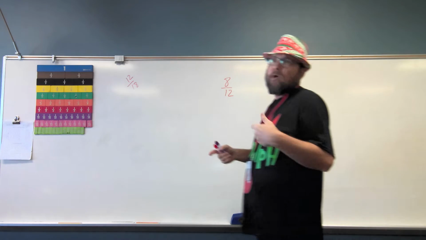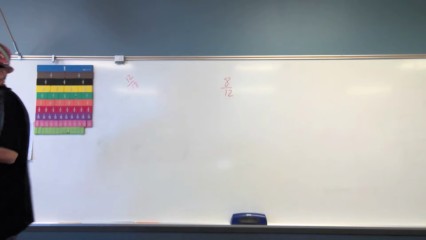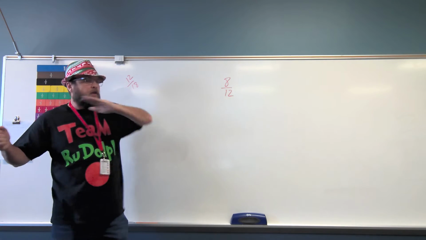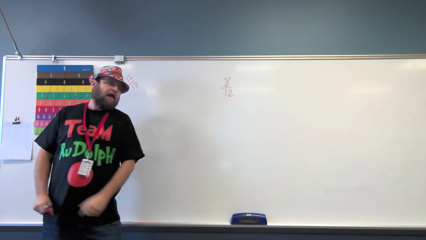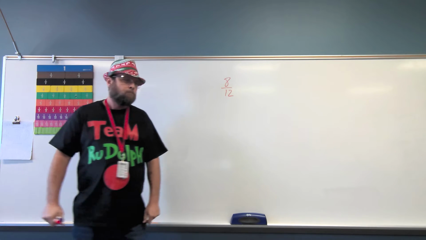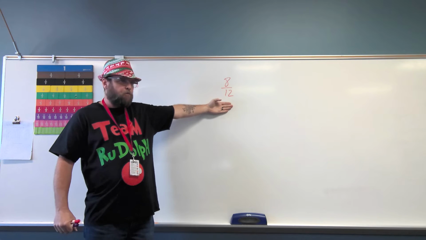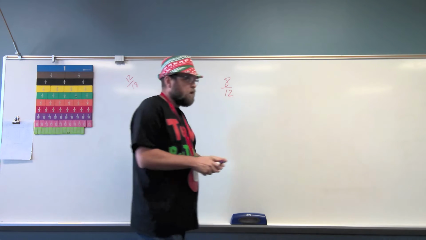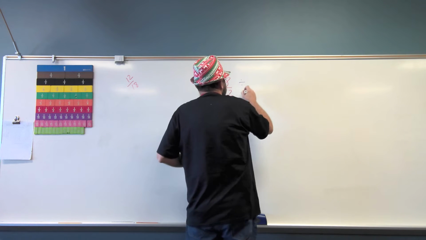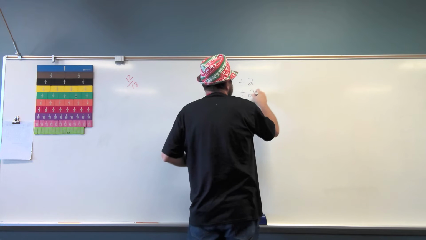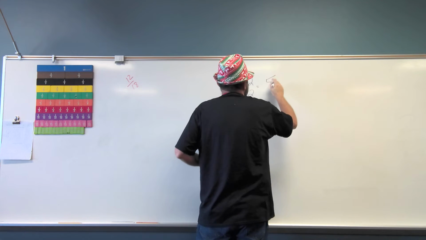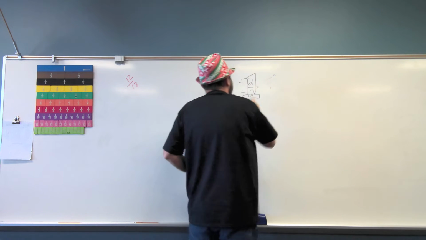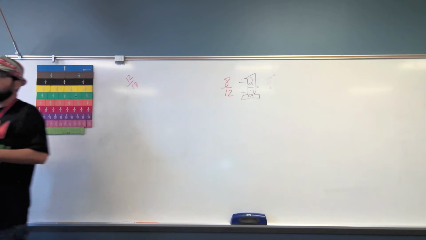Now, I'm going to ask first, let's go with Bree. Can you think of any number that would divide into both 8 and 12? They're both even. 2. So we know we can divide these both by 2 because they're both even. I'm dividing by 2 over 2 because 2 over 2 equals 1.